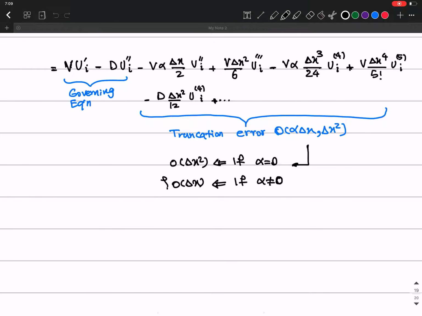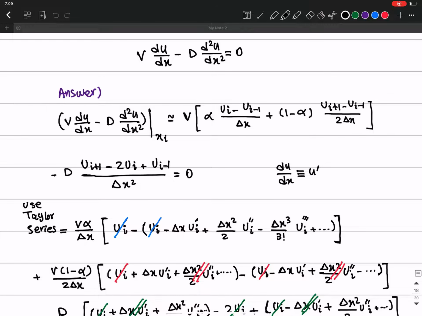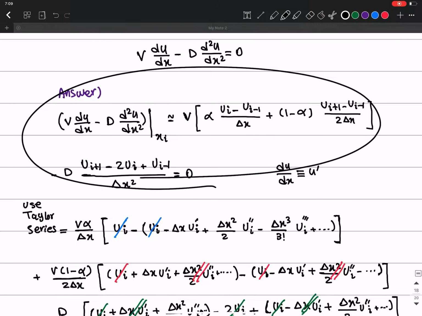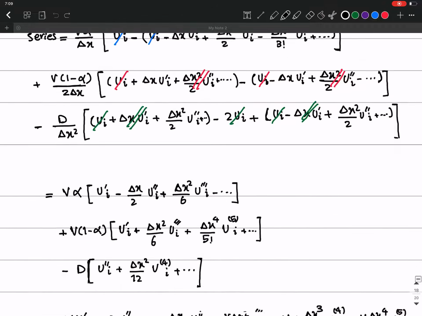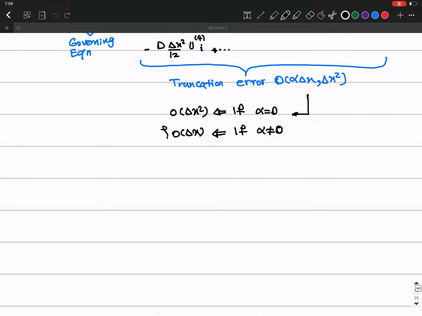Okay, so now we want to answer some questions. We want to know, when alpha is not equal to 0, what would be the order of the accuracy of this approximation that we have here? If it is not 0, what would be the order of that, and what would be the highest order term in the truncation error?